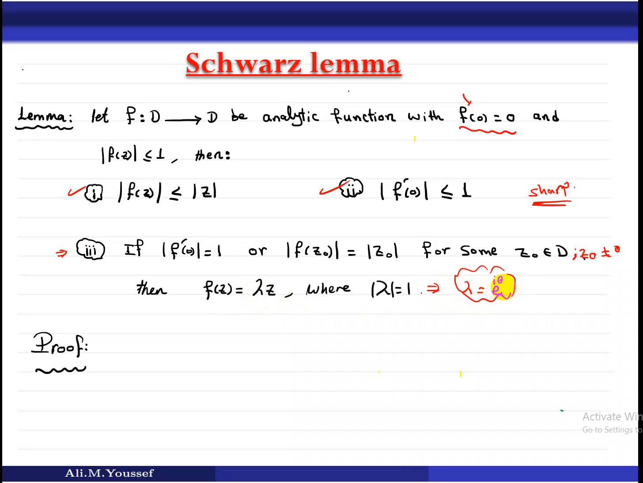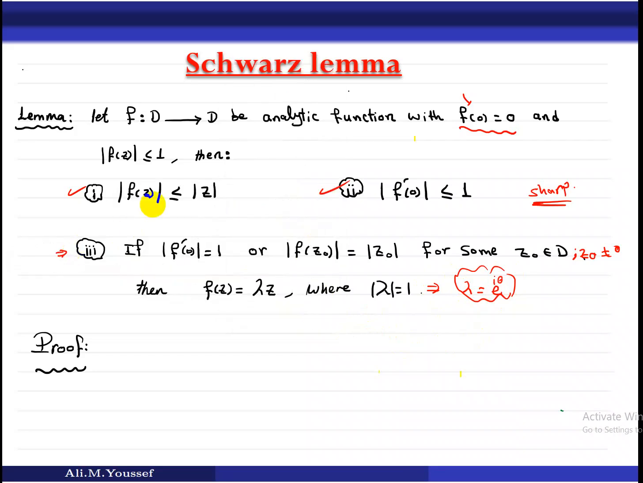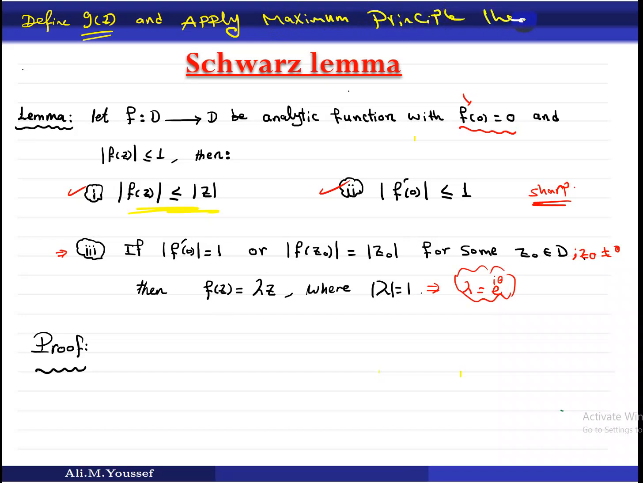So what's the idea? The idea here is to construct a function. So the idea of all of these consequences of Schwarz lemma: define a function, define g(z). Construct f(z) over z and f'(0). Construct these two parts and apply the maximum principle theorem. This is the idea of the proof of this lemma.